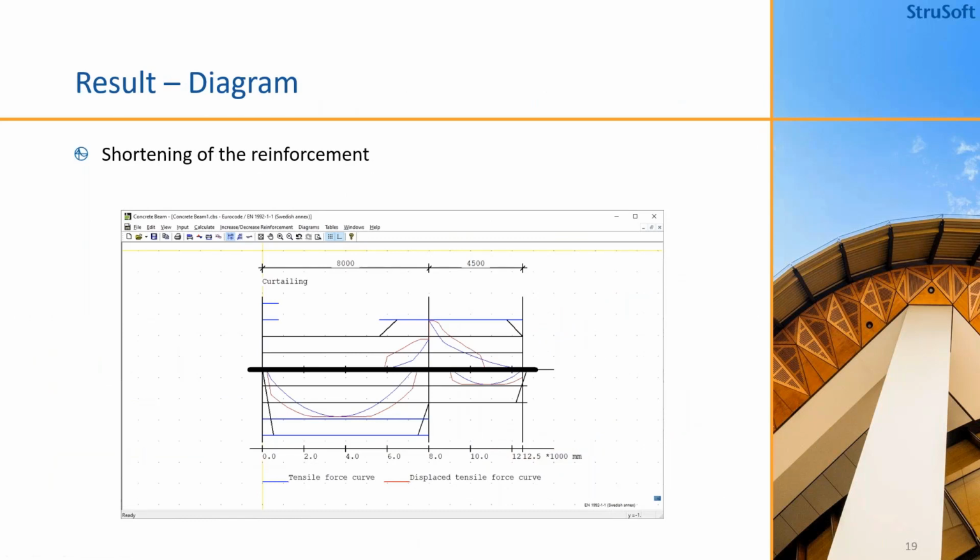One result is also the shortening of the reinforcement. And here we can see how the shortening of each bar is shown. So if I have the 4 bars, we can see 1, 2, and then the 2 blue here are also bars, and it is adjusted according to the moment curve here.